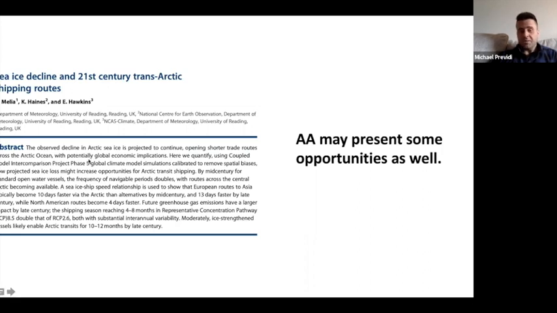So there's potentially some significant global economic implications, potentially global economic benefit from these increased opportunities for trade routes across the Arctic Ocean. So maybe not all impacts of Arctic amplification are negative, but I would say that it's fair to say that in the sum, the negative impacts probably outweigh the positive impacts.